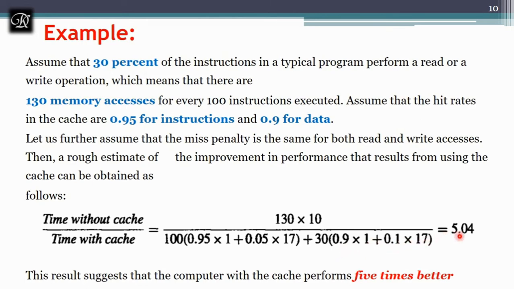Now we got 5.04. The result suggests that with cache we are improving the performance of the computer 5 times better than without cache. This is how, by introducing one level of cache, we can improve the performance by 5 times.